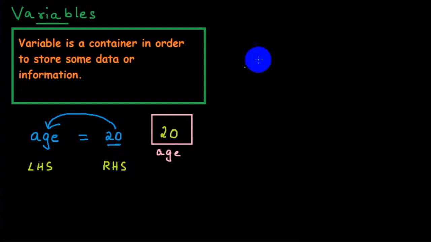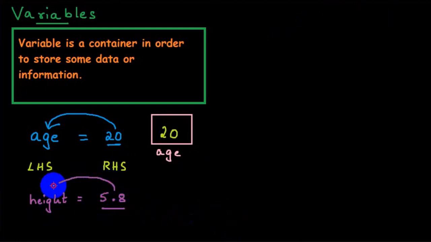Similarly, if I want to store the height of a person, what will I tell here? I will tell height equals 5.8. So now again, what are you trying to understand, sir? The value 5.8 is getting assigned or initialized into a variable called height, from RHS to LHS. So what is a variable? A variable is just a container. What is the container name here? The container name is height. And what is the container storing? The container is storing the value 5.8 here.